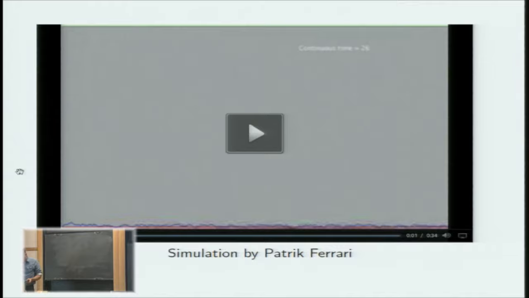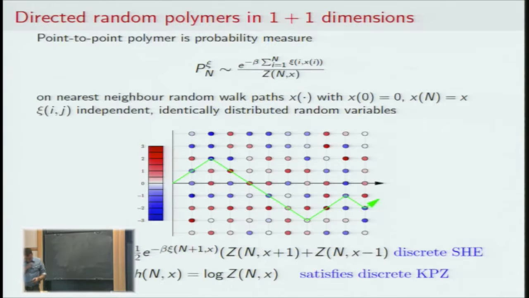All right. So that's the model we're going to try to study. Now there's another class of models which is also in the universality class, which looks superficially very different. That's the directed polymers.